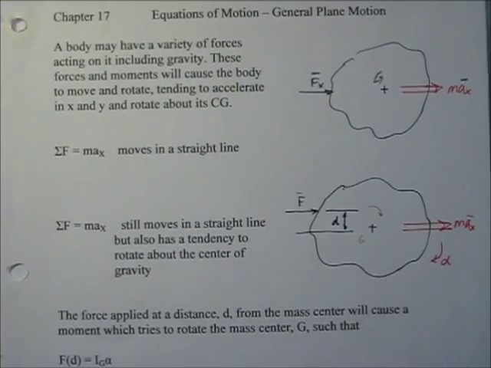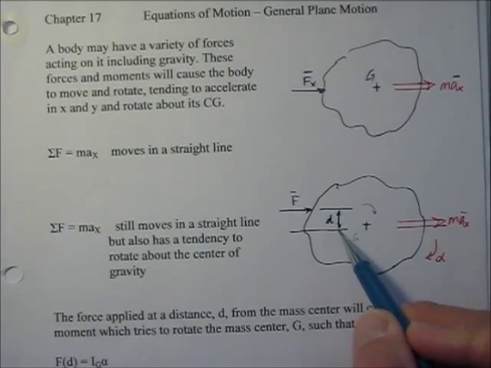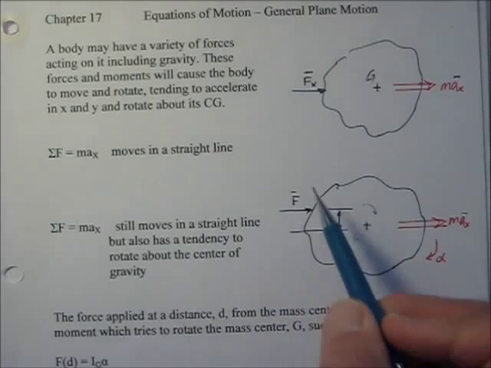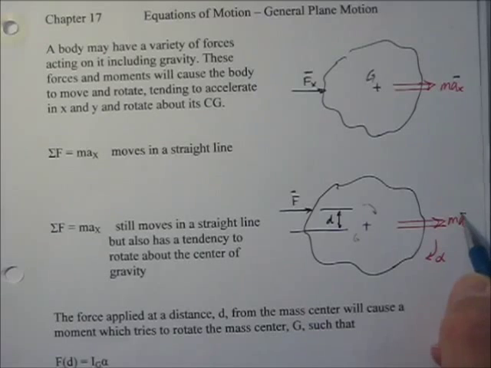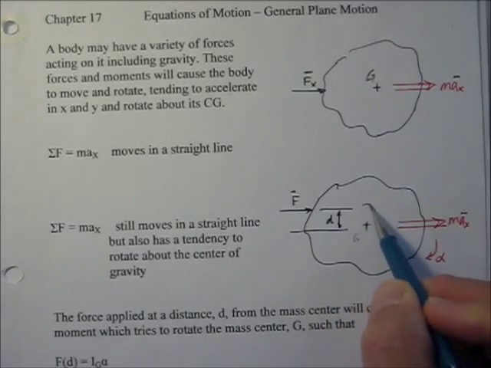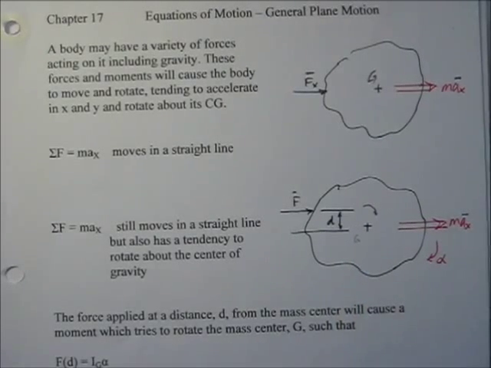However, if the forces are in the same line but offset by a slight distance, a distance d, we can still look at the line and say that we have a force in that direction, therefore we must have an acceleration in that direction. However, that distance d here is going to cause a little moment about the center of gravity, and that moment is going to cause an angular acceleration.